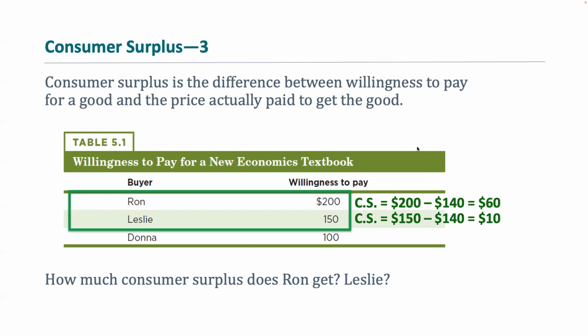For Leslie, her willingness to pay was $150, while the actual payment price was $140. So her consumer surplus was $10. We don't worry about calculating a consumer surplus for Donna because she didn't actually buy the book, so she wouldn't have any consumer surplus in this case.